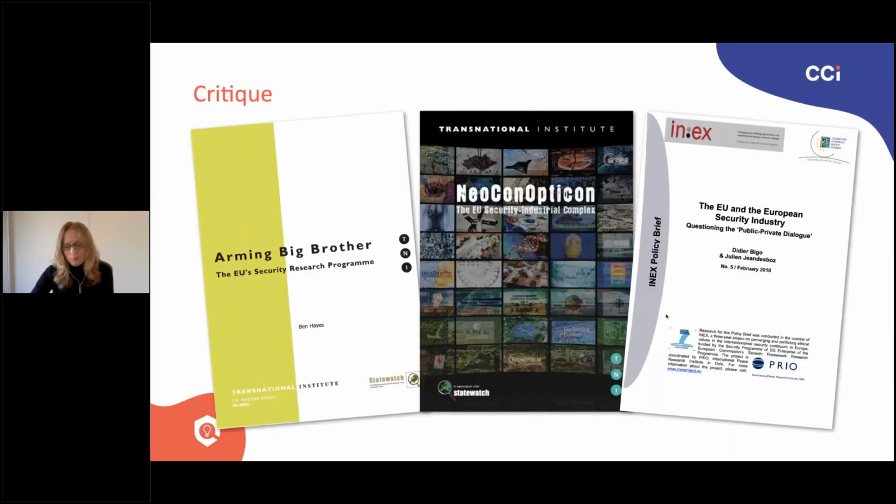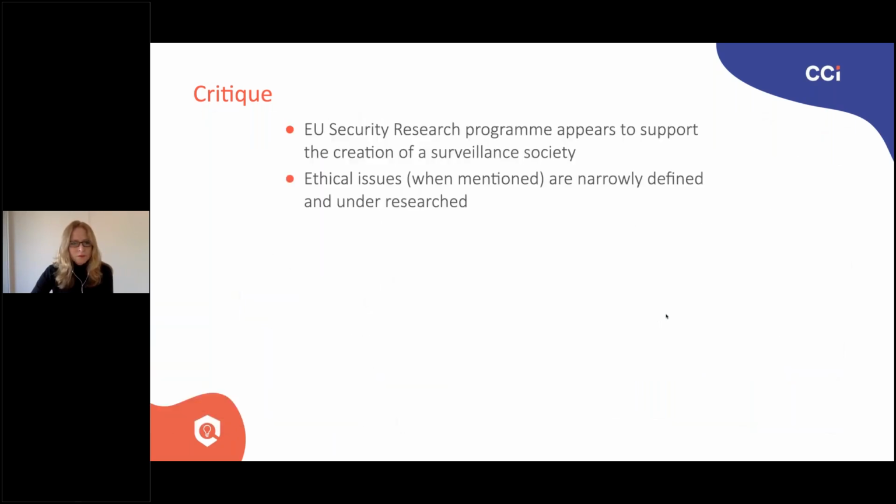Now, we know that there's been some critique of the approach. There's a number of interesting articles and documents that have been written by Statewatch, and they highlight some of the problems with this particular approach. What they say in particular is that European security research is supporting the creation of a surveillance society, and that it's also not actually considering ethical issues, or when they do, that these are narrowly defined.